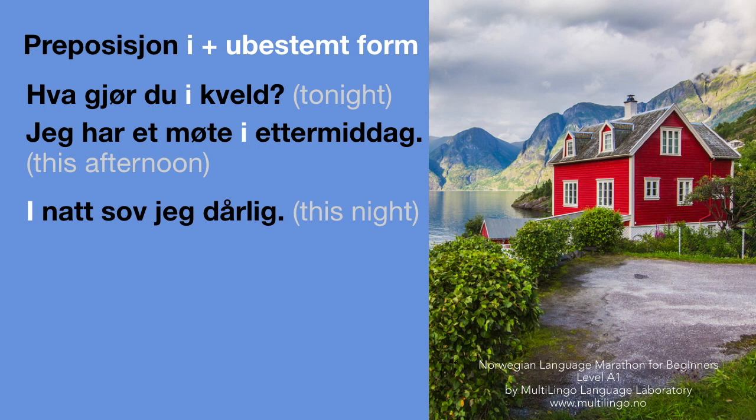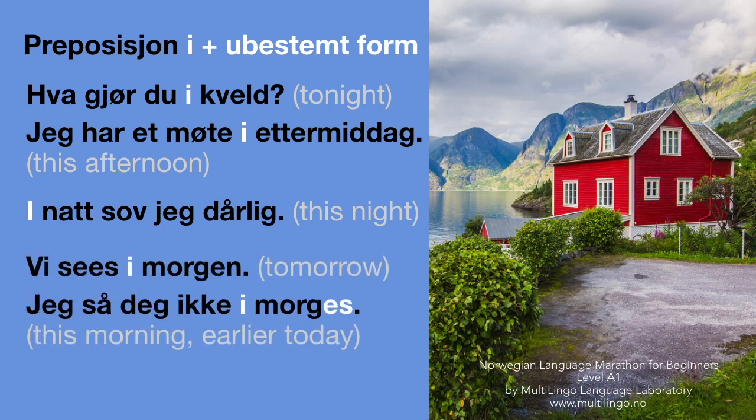I natt sov jeg dårlig. You see, i natt, i together with indefinite time expression is about this night. Vi ses i morgen. Well, this one you should pay attention to. I morgen means tomorrow. But we have another time expression, i morges, which is used for this morning or earlier today. Jeg så deg ikke i morges.